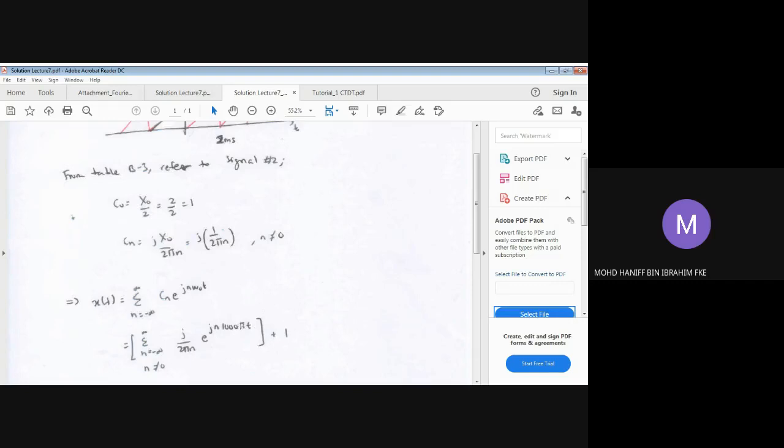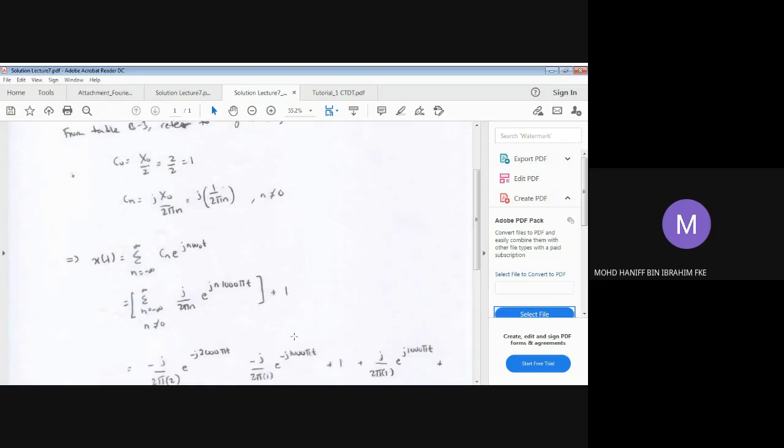And C naught is given here; we write C naught outside. That's why for these summations, I exclude n equals 0. This summation is only valid for all n except n equals 0, because n equals 0, which is C naught, is here: 1. From now, we can then write xt up to the second harmonics, which is up to n equals 2, starting from n negative 2, negative 1, 0, 1, and 2.